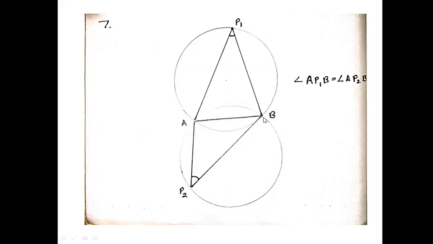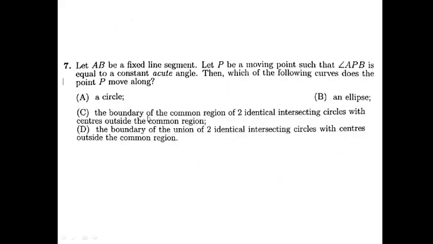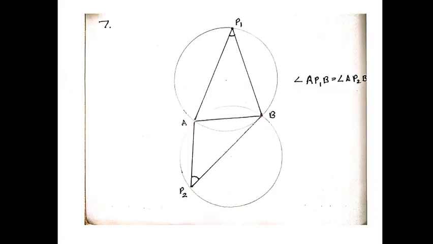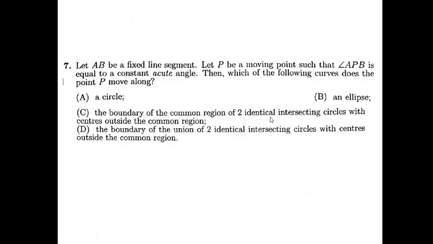This is the boundary of the union of the two circles, not the intersection. The option C was the common region of the two circles, and the common region is the intersection. The union is not the intersection, it is this part, the bigger AP2B arc and the bigger AP1B arc. So our option D is the right one.